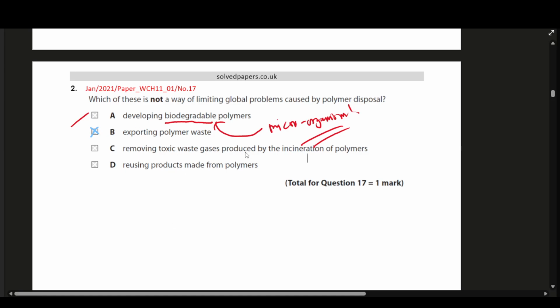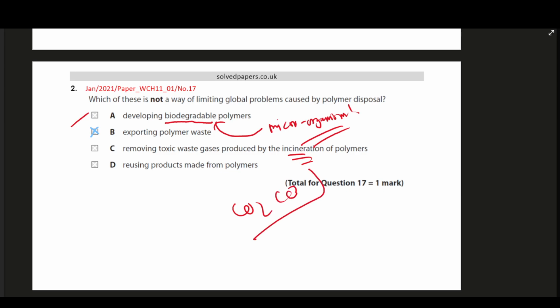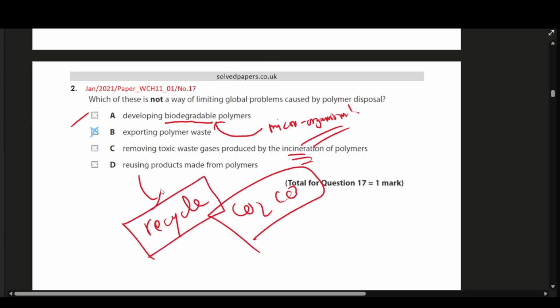Next, removing toxic waste gases produced by incineration of polymers. Incineration basically means burning. I think you have seen this a lot of times in Bangladesh, that burning of polymers produces toxic waste gases, such as carbon dioxide and carbon monoxide. If these are removed, it also limits the global problem. And reusing products made from polymers, basically recycling, is another solution to this global problem, so it does not act as a limit.